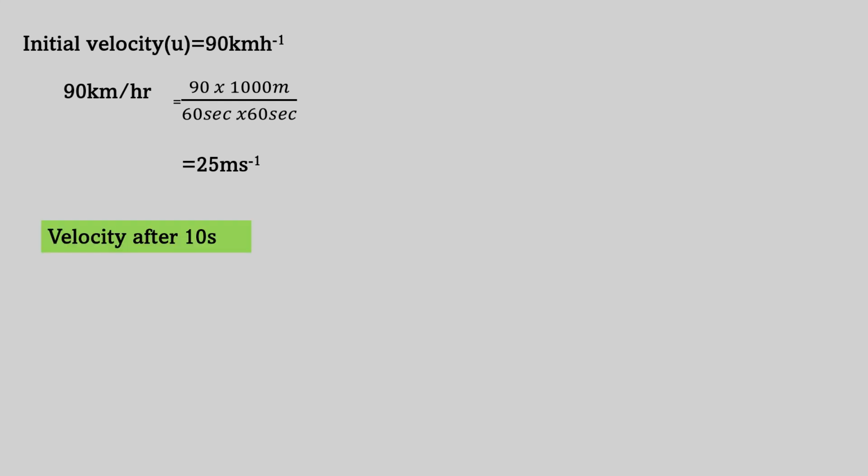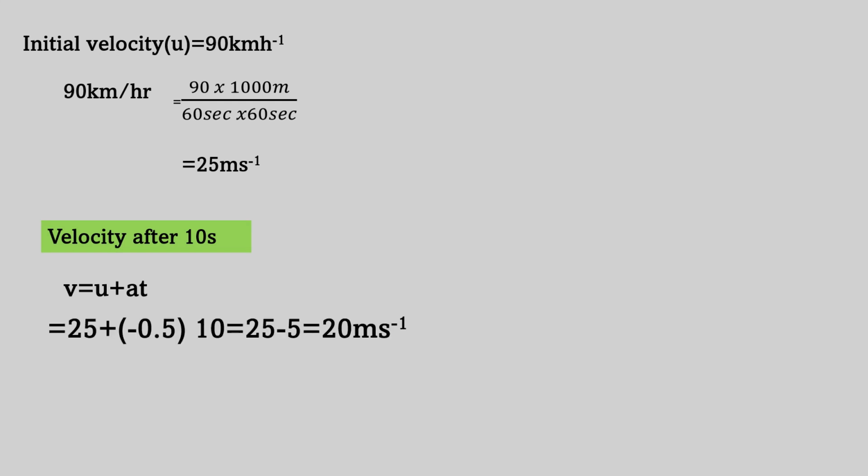Okay, तो आगे बढ़ते हैं, velocity after 10 second, तो final velocity you are to find out, and initial velocity is already given as 25 meter per second. Acceleration over here it's retardation, so acceleration will be minus 0.5 and time is 10 second, right? So you are getting the final velocity as 20 meter per second.